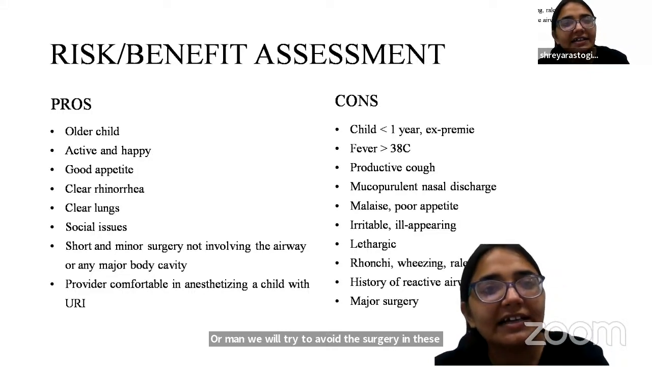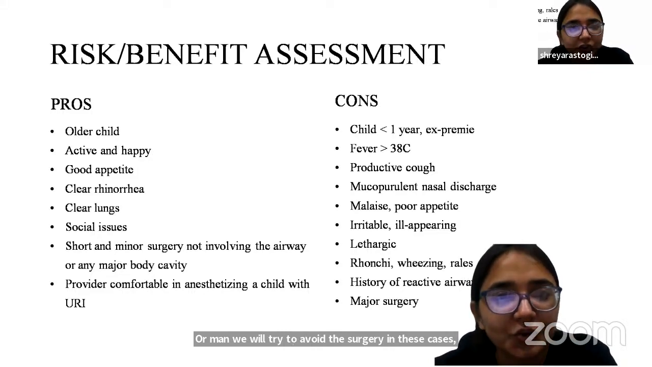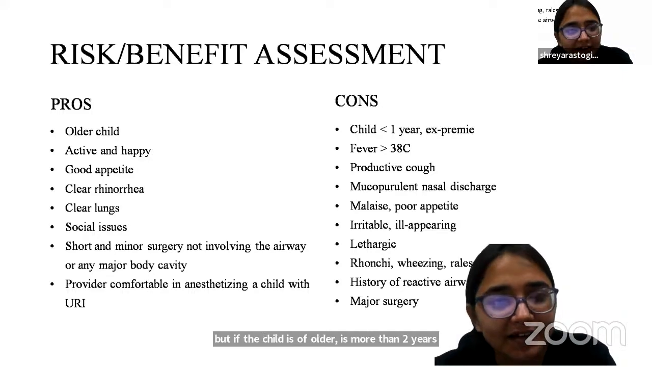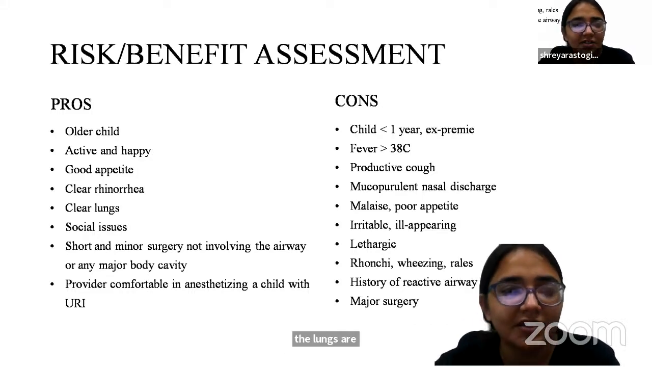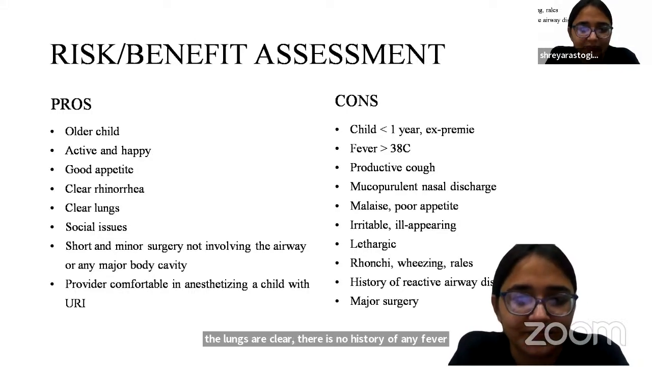But if the child is of older age, more than 2 years, active, and has a good appetite, the rhinorrhea is clear, the lungs are clear, there is no history of any fever, and there is no history of any comorbidities, then we can plan for the surgery, ma'am.